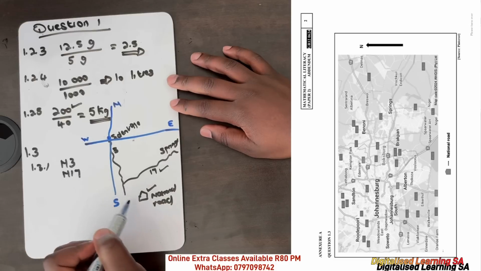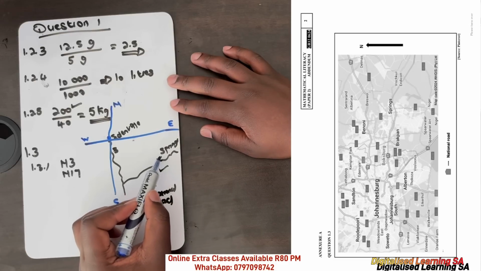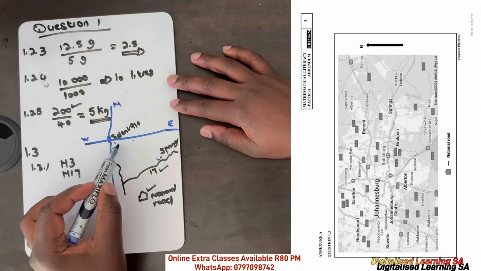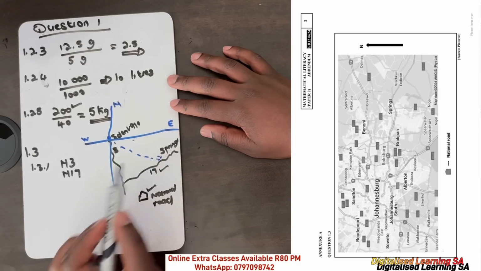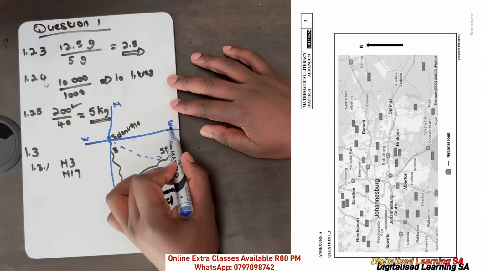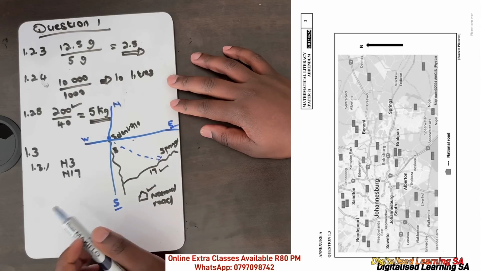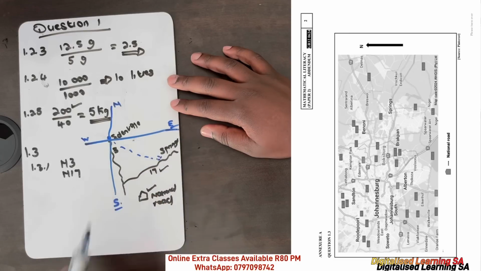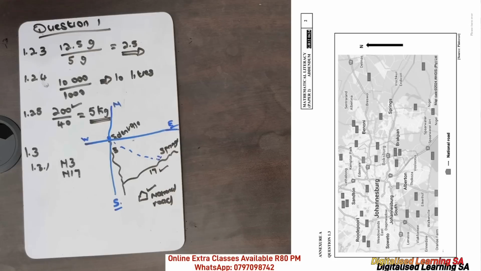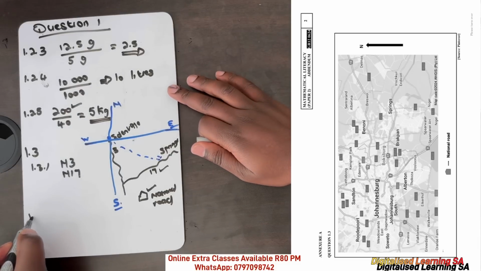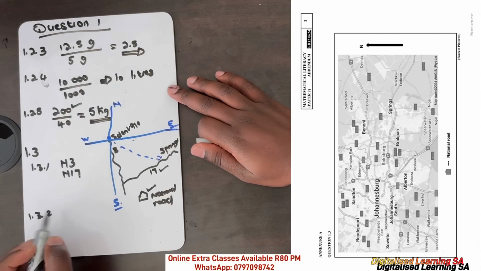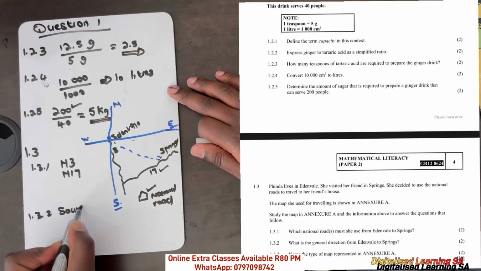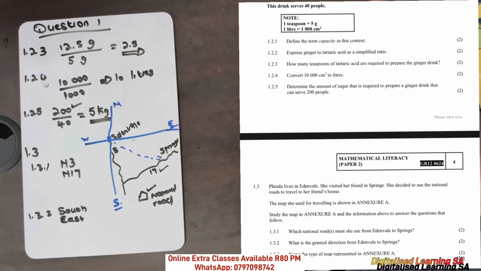So if we are looking for the general direction of coming here, which is Springs, it would be this side, which is southeast of Edenvale. It is southeast because it is between south and east, meaning that our answer would be southeast. So 1.3.2 would be southeast. That's our answer.